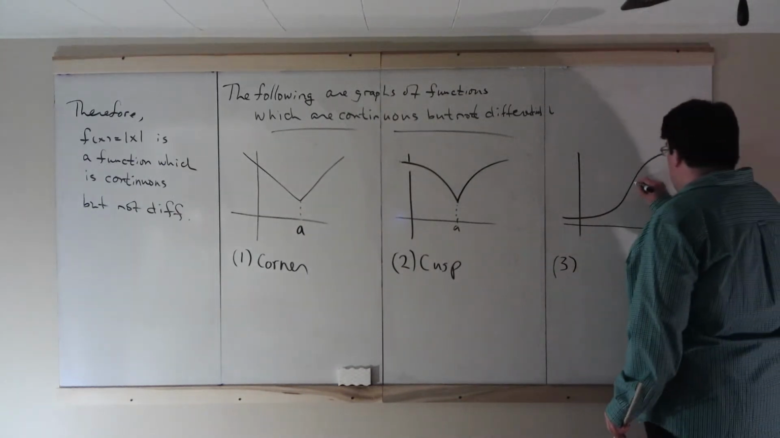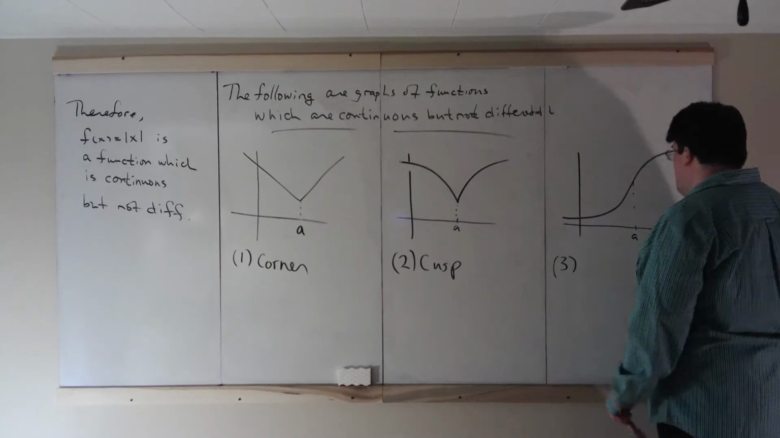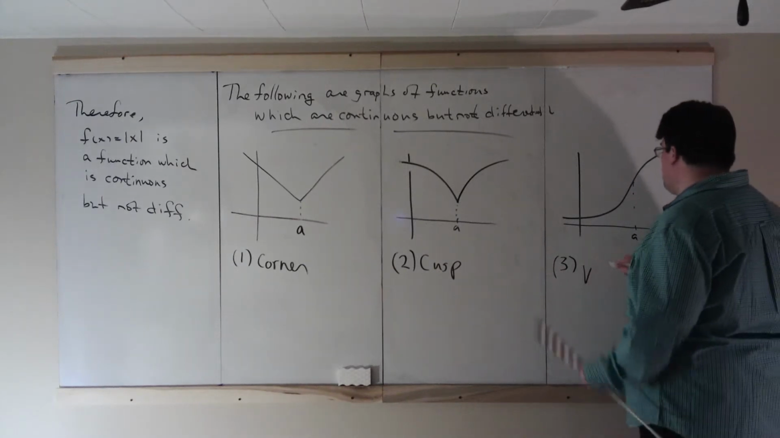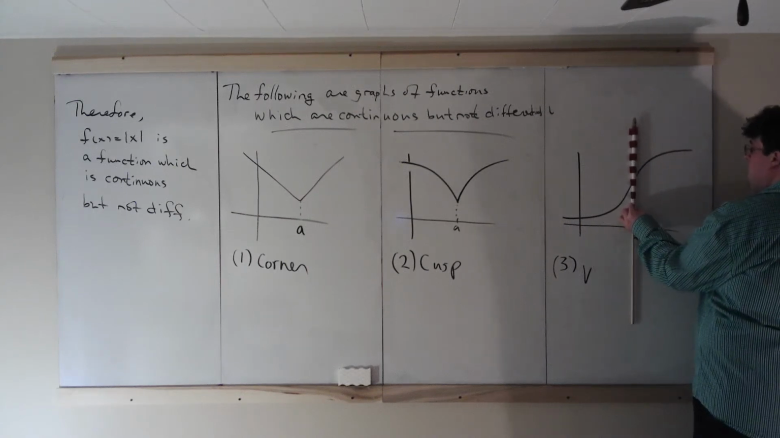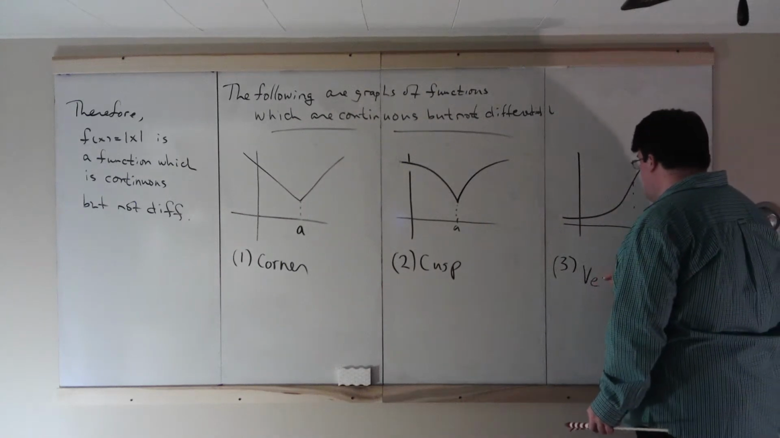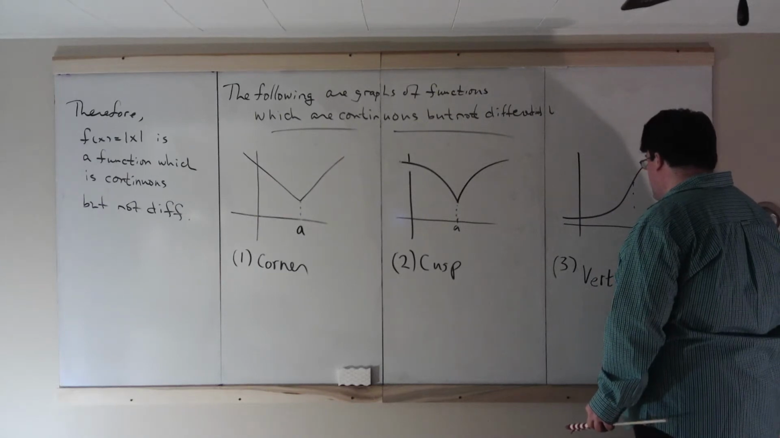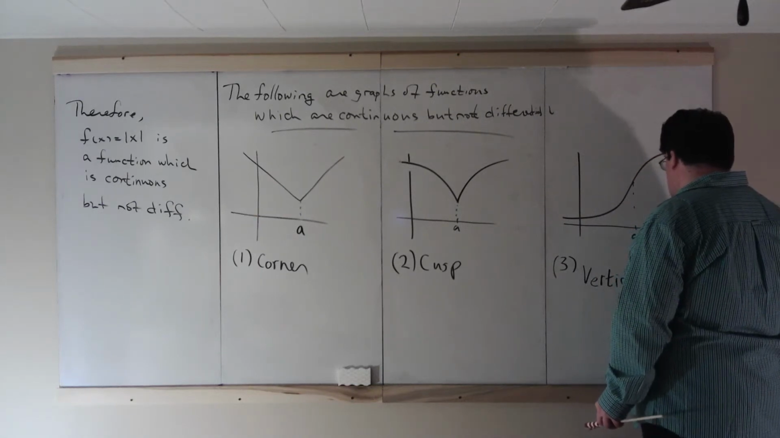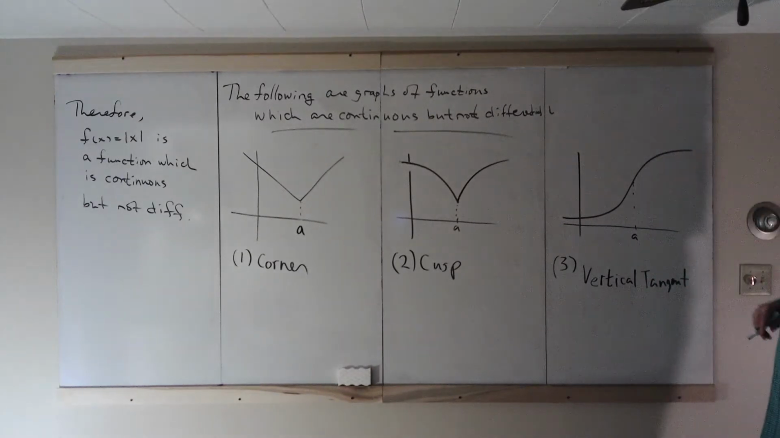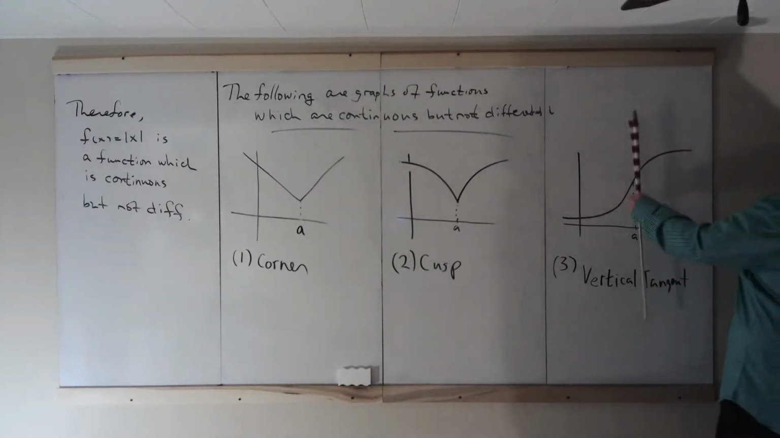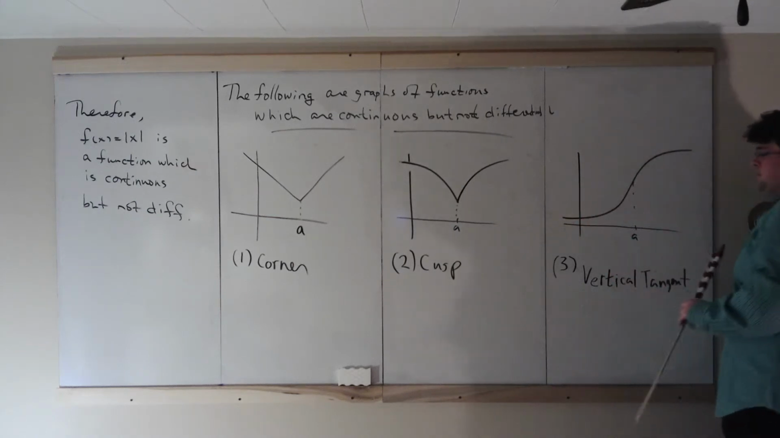So right here at A, we have what is known as a vertical tangent. So the tangent line at A is vertical. We will take by definition that the derivative is the slope of this line. Well, let's look at the slopes of the lines as they approach A.